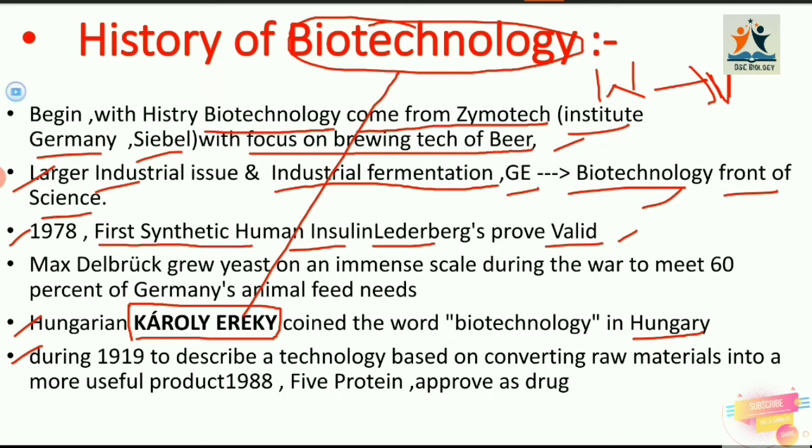Then after the production of insulin, other proteins were also produced, and they were approved by the FDA, the Food and Drug Administration of the United States. In this way the field started growing, and the new field of biotechnology was put forth. Next, this is the entire history of biotechnology.